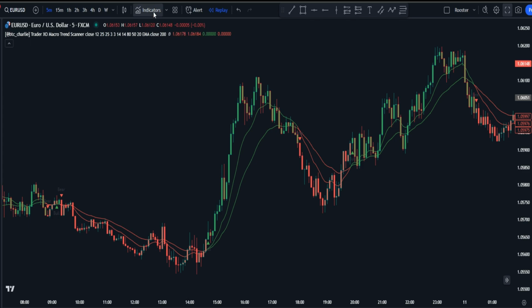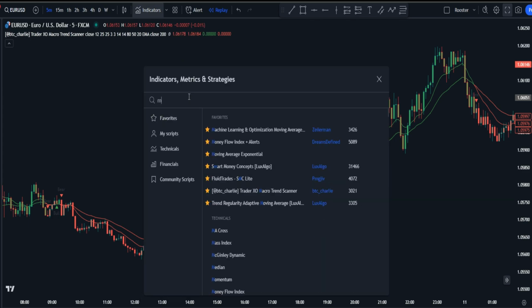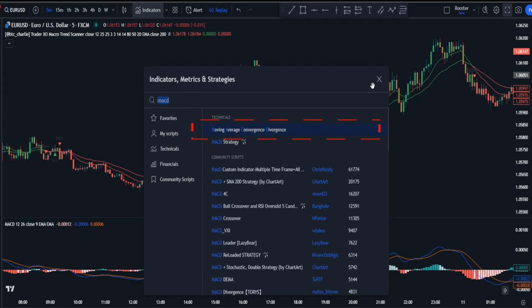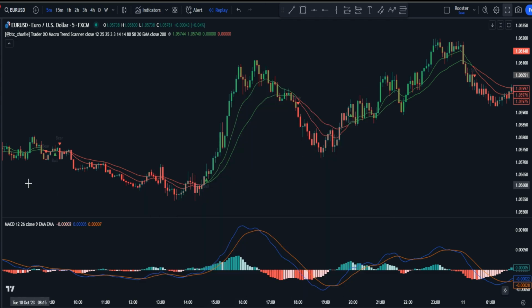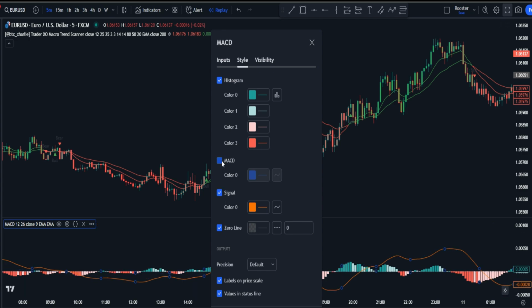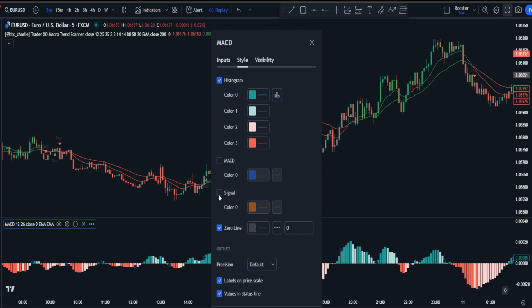We need to add another indicator to the chart. Open the indicator option, type MACD, and apply the Moving Average Convergence Divergence indicator to your chart. This is how the indicator looks, and it contains a histogram, a signal line and a MACD line. Now we will change some settings of the indicator. First, in the style tab, we disable the MACD and the signal options because we do not need both of these in the strategy.